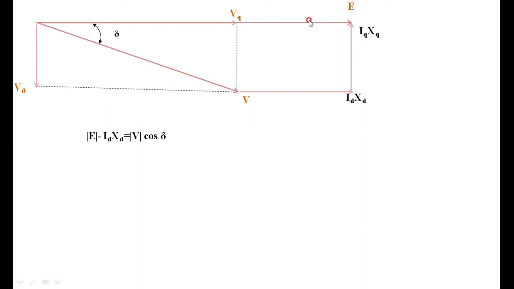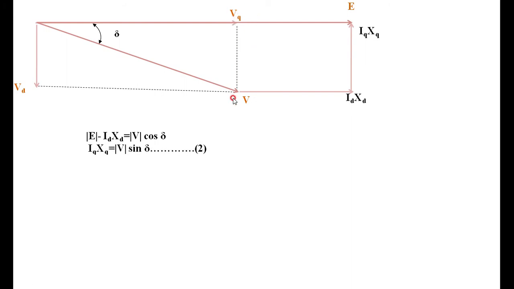Then from this vector diagram, what is this total vector? The total vector is E. In the total vector E, if we deduct IDXD, then what I get is VQ, that is V cos delta. Therefore, on the left hand side, what I have written is that VQ is E minus IDXD. So I am writing here E minus IDXD is equal to VQ, and VQ from this triangle is V cos delta.